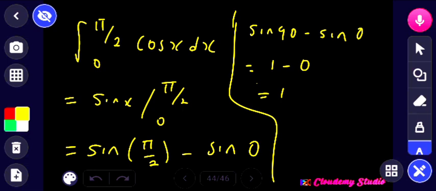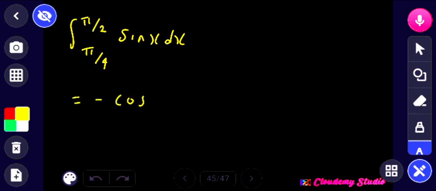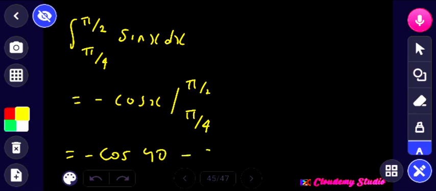Which means we are given a question like the integral with upper limit pi over 2 and lower limit pi over 4 of sine x dx. How do we do that? If you integrate sine x, you are going to be having minus cos x, upper limit pi over 2, lower limit pi over 4. Now, remember, pi over 2 equals 90. We are just going to say that is the same thing as minus cos of 90 minus minus cos of 45. You understand?